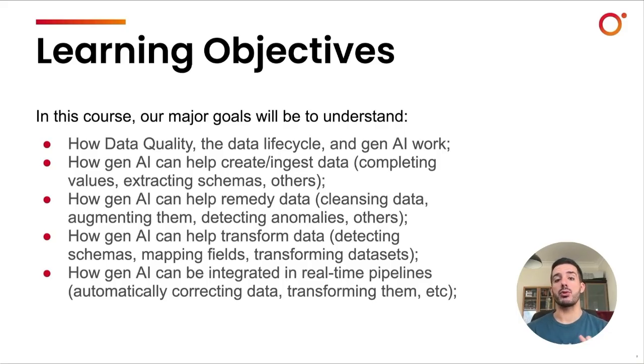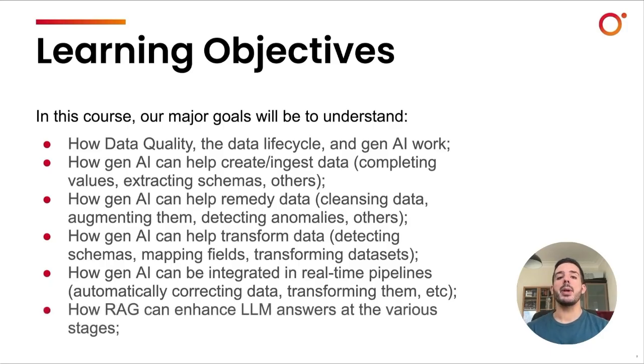Or how generative AI can be integrated in real-time pipelines in a programmatic manner, for example, automatically correcting data, transforming them, and so on. Instead of actually posing a query to the LLM and obtaining an answer in real time, we integrate it in a programmatic manner in some sort of pipeline or script so that you can automatically obtain the data, then use generative AI, a specific LLM, to correct errors in those data, and then integrate them. In other words, automating the use of generative AI.